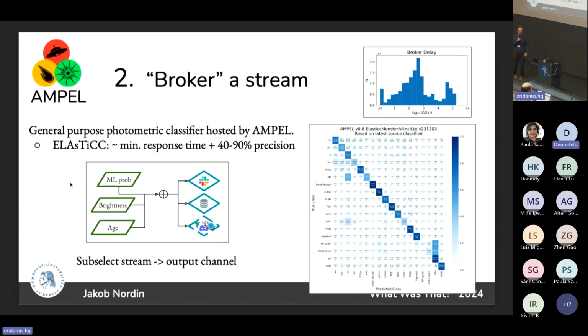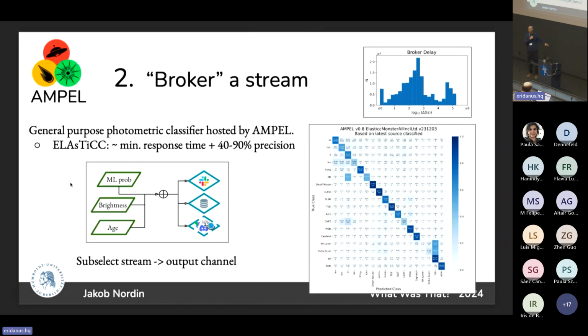So we will also host a general purpose classifier built on, in this case, a combination of an encoder decoder and boosted decision trees. So we have found no ways to beat the boosted decision trees. So these are actually still blinded outcomes of the ELAsTiCC survey that I hope that Gautam will say more about. But it actually works surprisingly well.